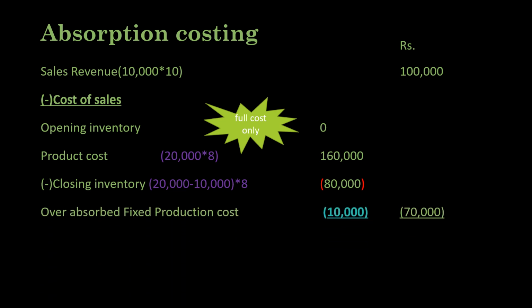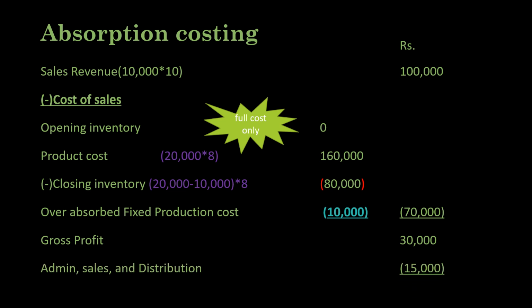From that value we have to take into account the over absorption of fixed production cost. Since it is over absorbed, we have to remove that from the cost of sales. So ultimately the cost of sales figure is 70,000. So the gross profit is 100,000 minus 70,000, which is 30,000. From that value we have to deduct the non-manufacturing cost, which is admin, sales and distribution, that is 15,000. So according to the absorption costing, the net profit is 15,000 rupees.